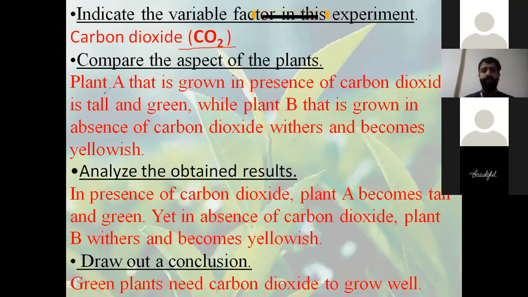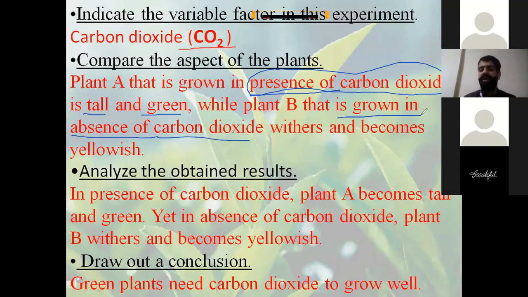So comparing the aspects, plant A that's grown in the presence of carbon dioxide is tall and green, while plant B that's grown in the absence of carbon dioxide withers, becomes yellowish and finally dies. Here I also mention the variable factor.